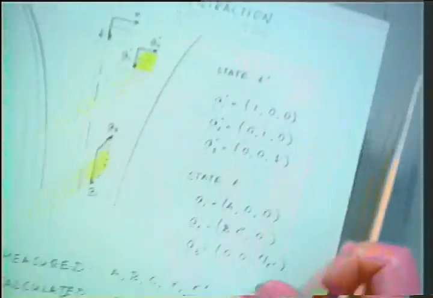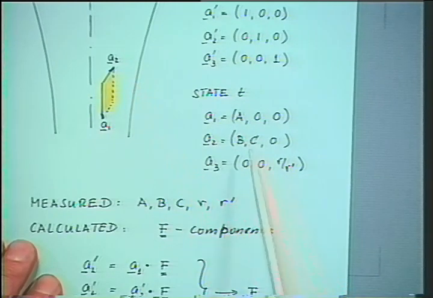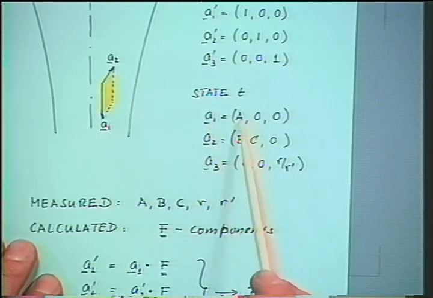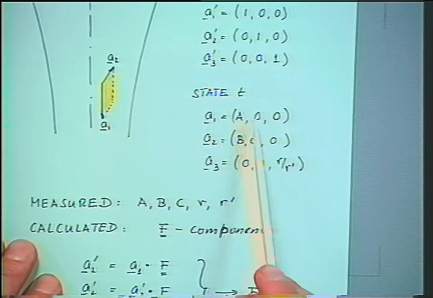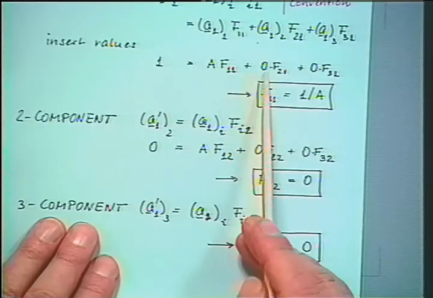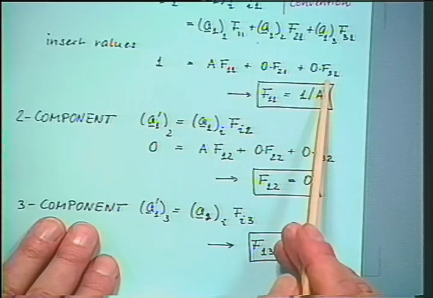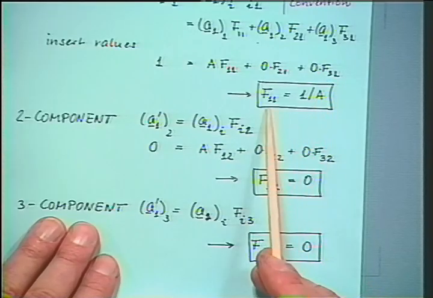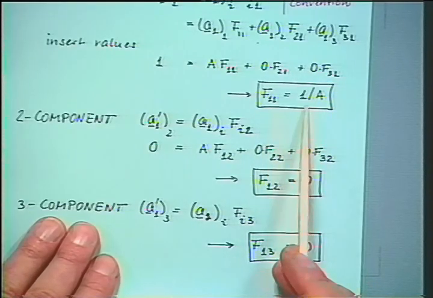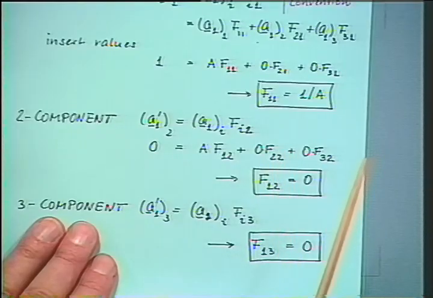Let me go back to this previous case here. This was our material element at time t. And for our material vector A1, we know that it has components A, 0, 0. And we introduce those now into our equation. A times F11 plus 0 times F21, plus 0 times F31. And our result is F11 is equal to 1 over A. The first component of our 9 components is determined.